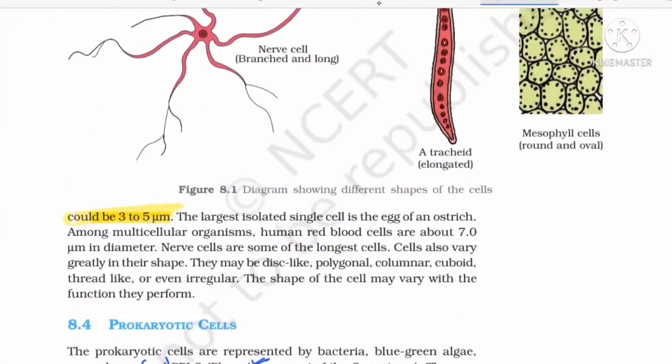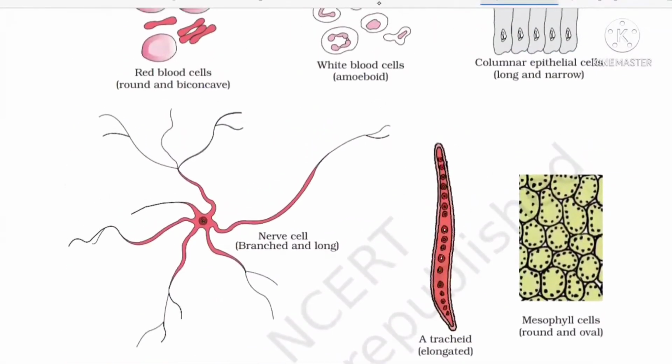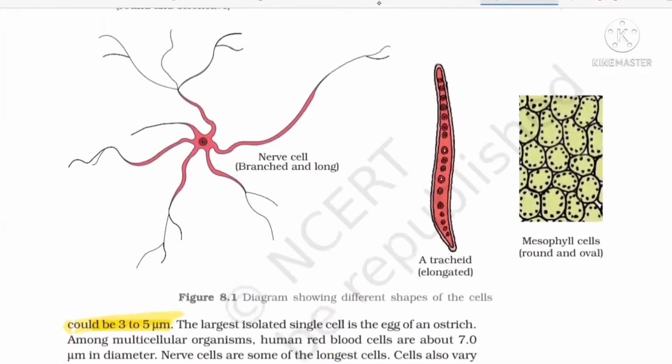Clear? Now see the shape. In the diagram, they have given the shapes. RBC is round and biconcave, WBC is amoeboid, and columnar epithelium is long and narrow. All these shapes depend upon the function they perform. The shape of the cell may vary with the function they perform. Is it clear? Size depends on the location, shape depends on the function.